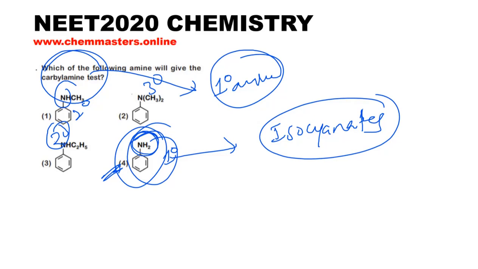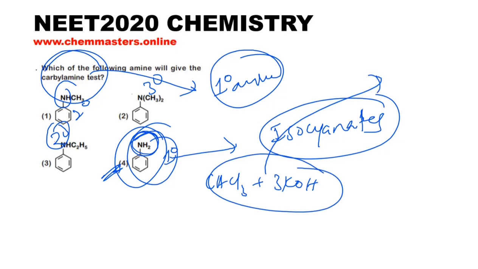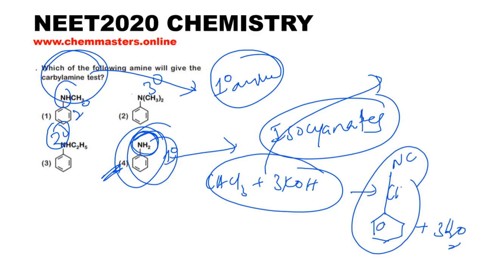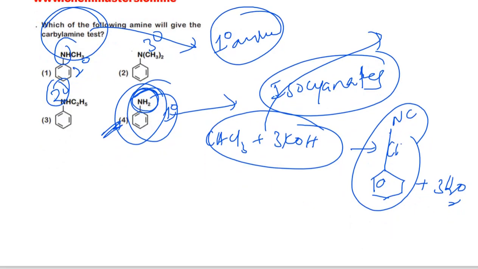So which is going to react? It reacts with CHCl3 plus 3KOH. This combination is simply the carbylamine test of primary amines. So here, for example, we get isocyanide, RNC, along with 3 moles of water. So simply isocyanide is produced. Primary amines only can be detected with the carbylamine test, and that's why the fourth option is the correct answer.